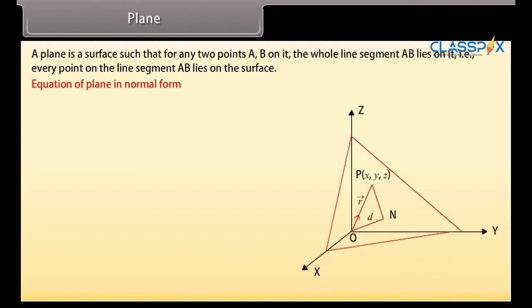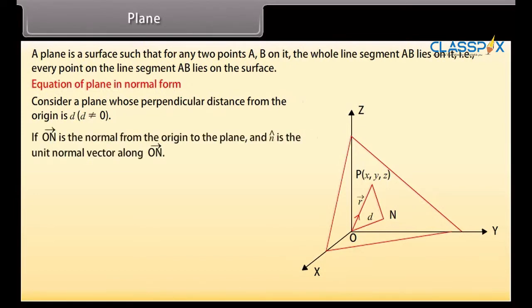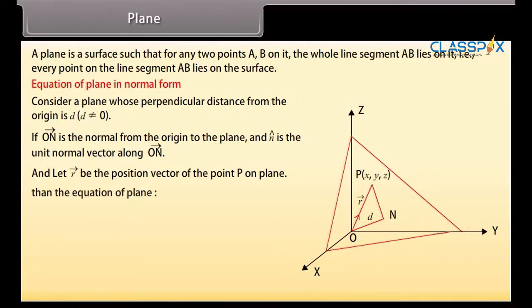Equation of plane in normal form. Consider a plane whose perpendicular distance from the origin is d not equal to 0. If vector ON is the normal from the origin to the plane, and n cap is the unit normal vector along vector ON, and let vector r be the position vector of the point P on the plane, then the equation of the plane is vector r dot unit vector n equals d.